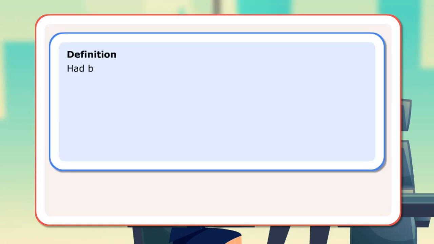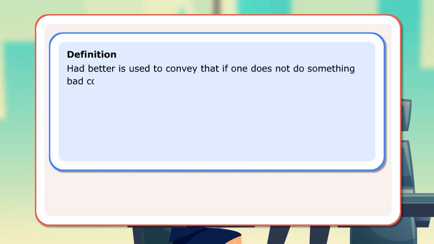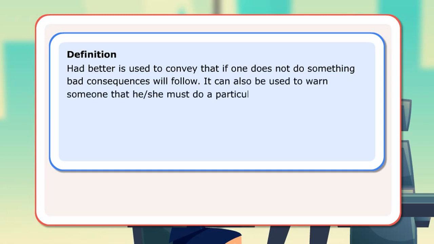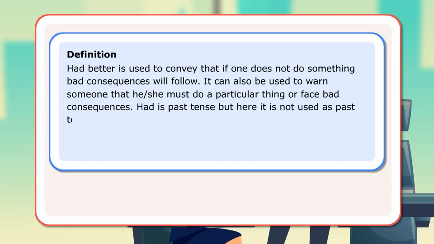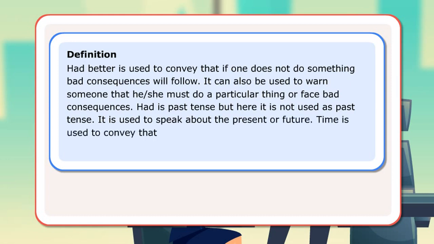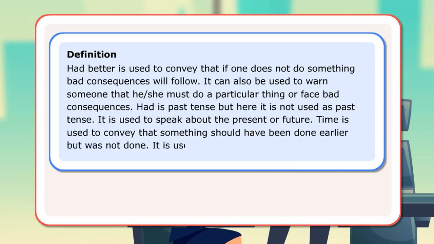Definition. Had better is used to convey that if one does not do something, bad consequences will follow. It can also be used to warn someone that he or she must do a particular thing or face bad consequences. Had is past tense, but here it is not used as past tense. It is used to speak about the present or future. It's time is used to convey that something should have been done earlier but was not done. It is used to express criticism or complaint.